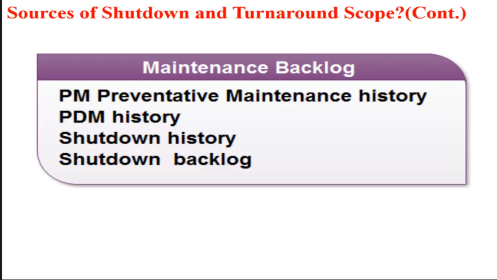Backlog also includes shutdown history. These are the problems which have been noticed during the shutdown, either during a past planned shutdown, which was done many years before, or an unplanned shutdown, which might happen during the year or during the interval between the previous shutdown and this shutdown. So again, we call it shutdown history.